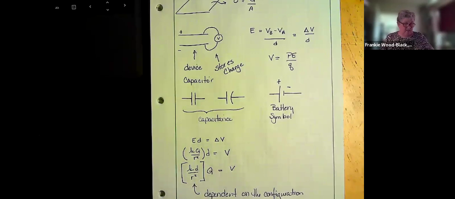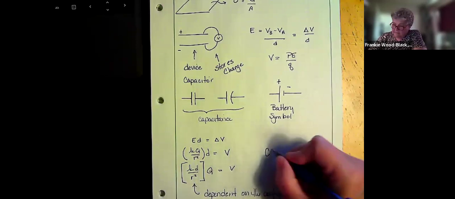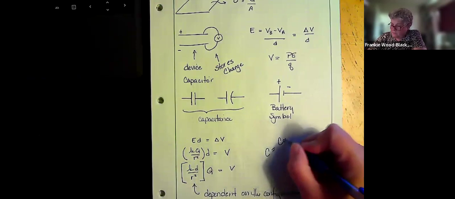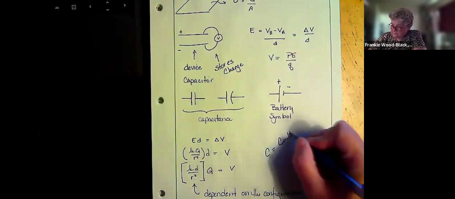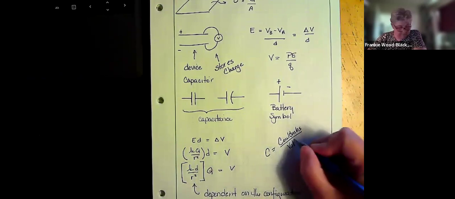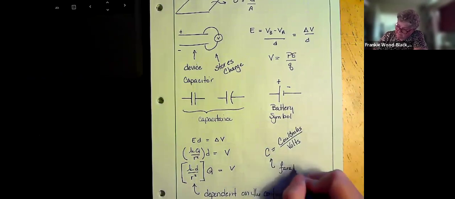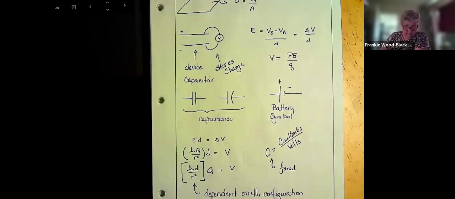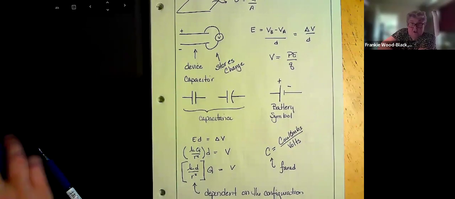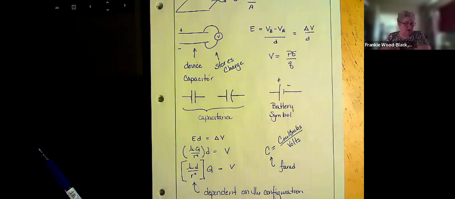And this gives us our definition of capacitance. Capacitance is a C, and it's coulombs divided by volts. And this is going to be in a unit called a farad. And that gives us our units of capacitance. So it's the ability to store charge. So capacitors are going to store charge.